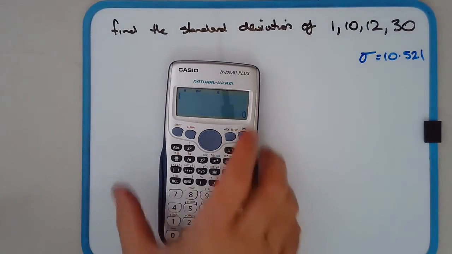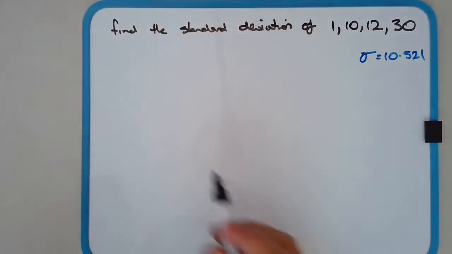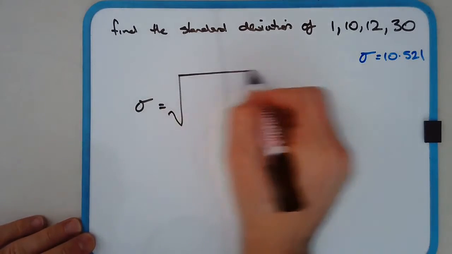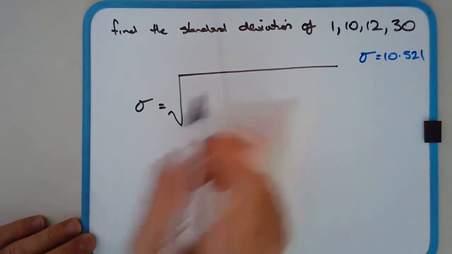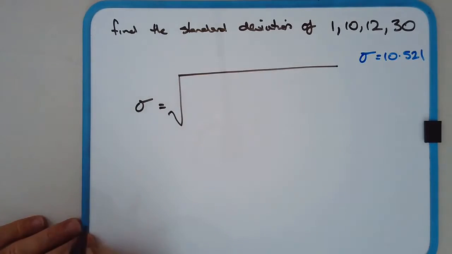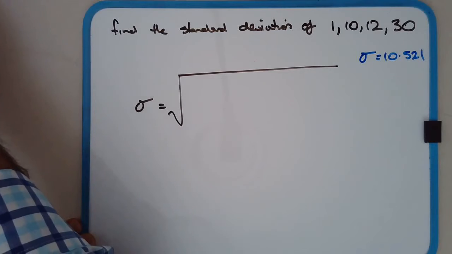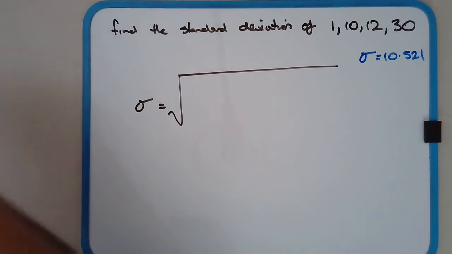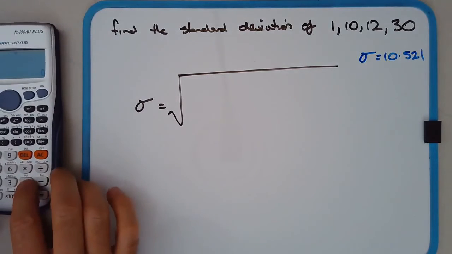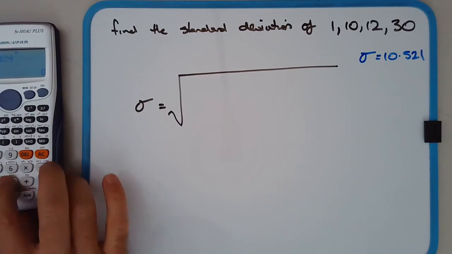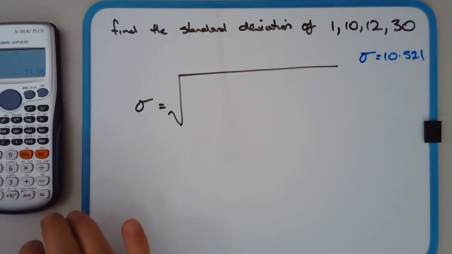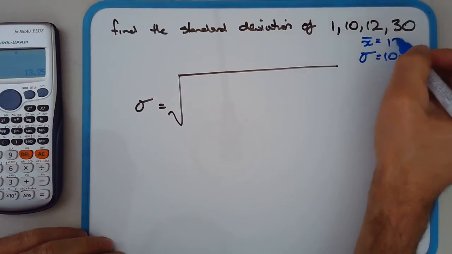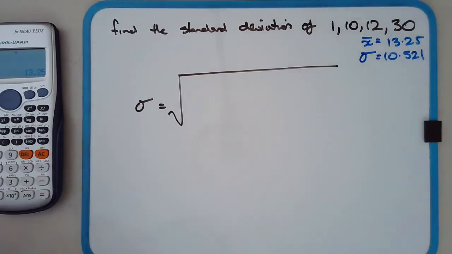Now let's work it out using the formula. Sigma is equal to the square root, and before we put in the values, what's one thing we need? Remember, it's the distance of each score from the mean. Let's work out the mean. 1 plus 10 plus 12 plus 30, divide that by 4, and we get 13.25. I'll write that here as well: x bar is equal to 13.25. We're going to need that.